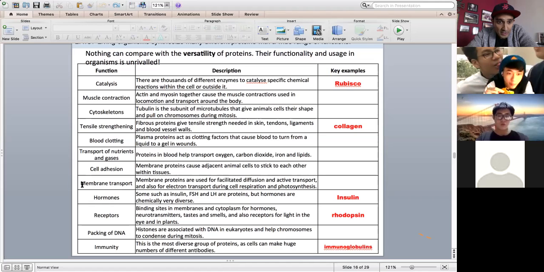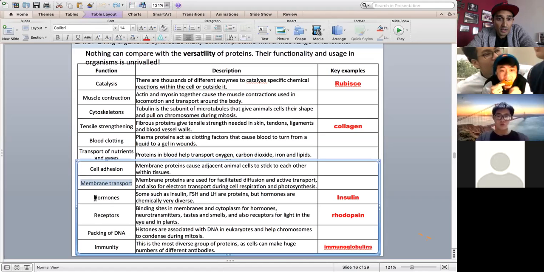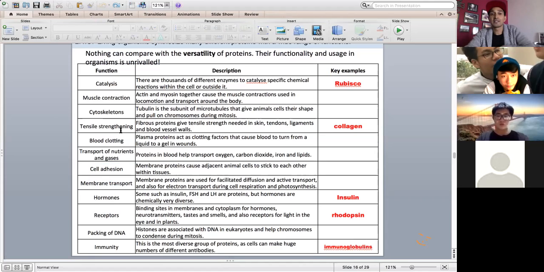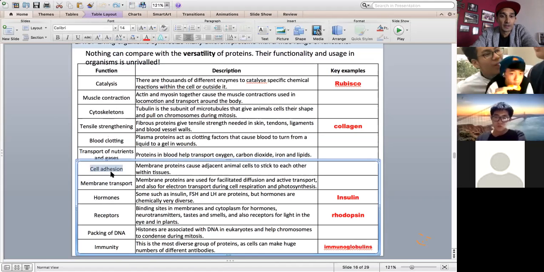Here's membrane transport, for example. You've got receptors. There's not that many more from that group, but that group could also fit into this list. Here you have all other things that proteins can do for us, okay? A little bit of a description. So these would be like a category, cell adhesion, right? Cells sticking together.